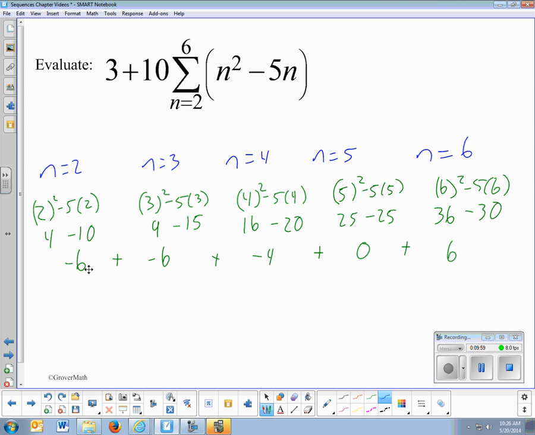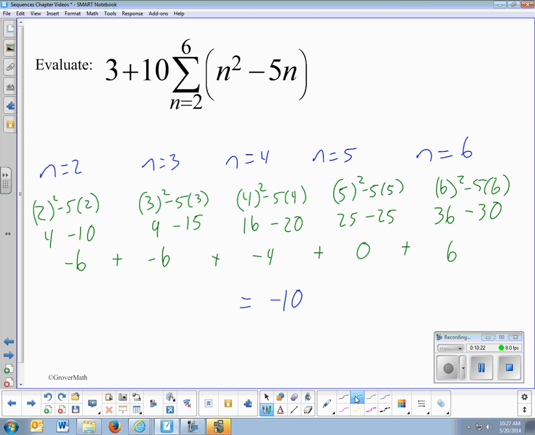So let's add them up. Negative 6 and negative 6 is negative 12, and negative 4 would be negative 16, plus 0 is nothing, plus 6 gives us a summation of negative 10. Again, if I'm not really sure, I could do that on my calculator here, but I'm pretty sure that's it. That's negative 12, negative 16 plus 6 is negative 10.